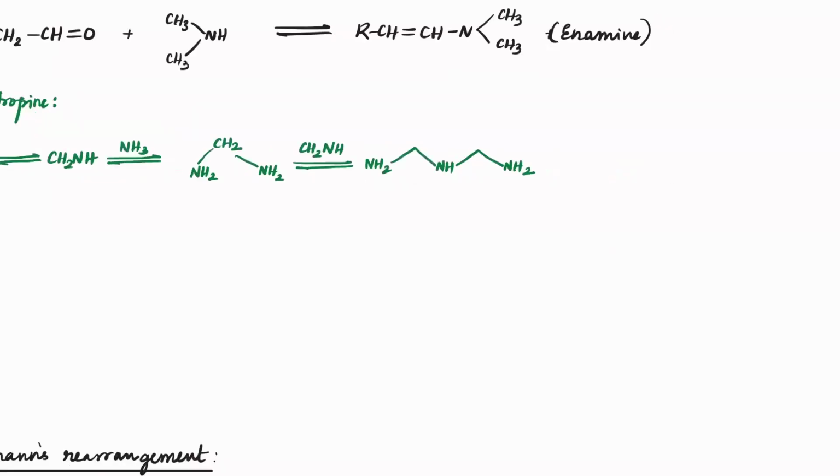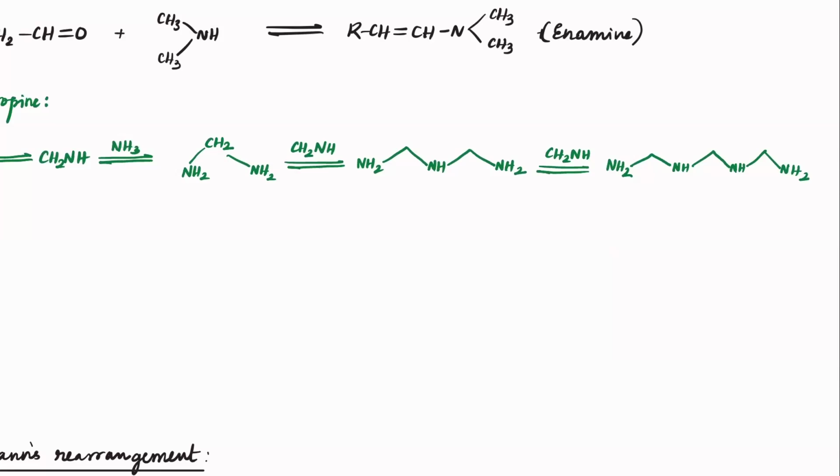Imagine this is being done with another CH2NH. So this end will again make the same connection here. So we'll get this as NH2, NH, and NH, and one more CH2 will come and NH2 will come here. So up to this form it is clear.